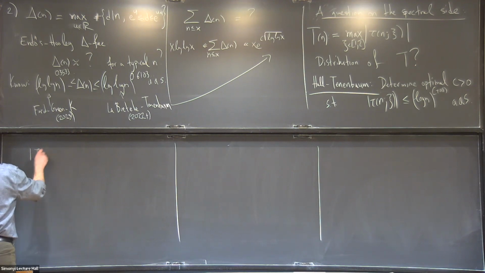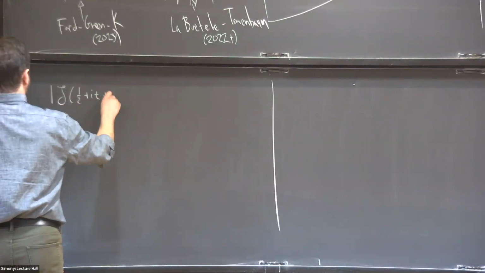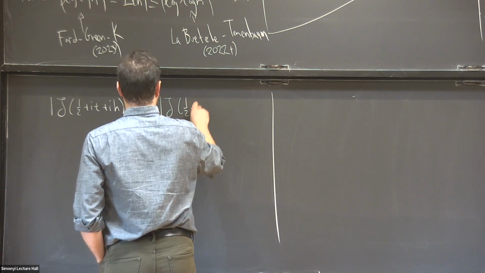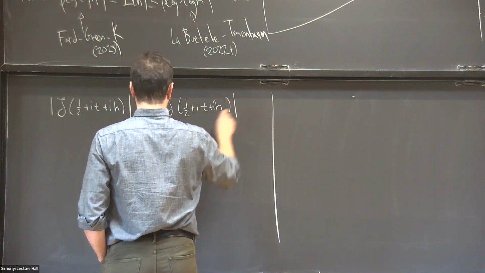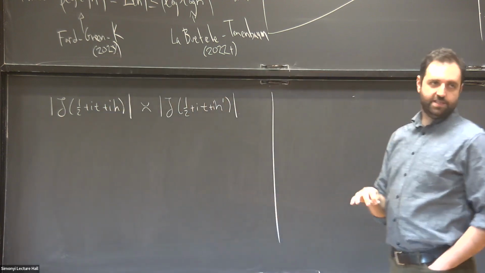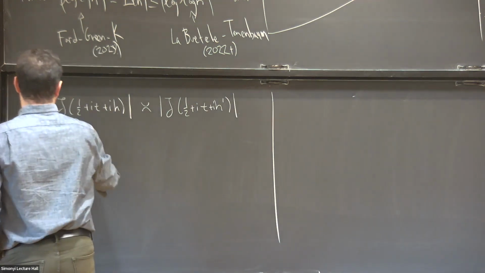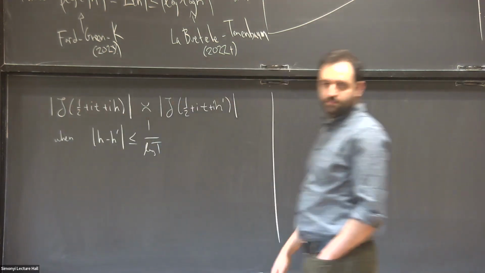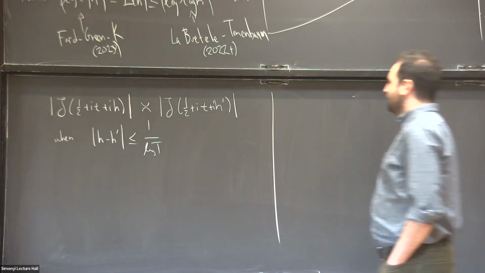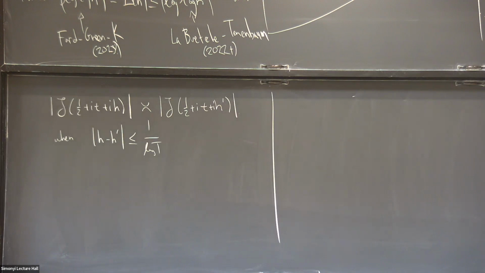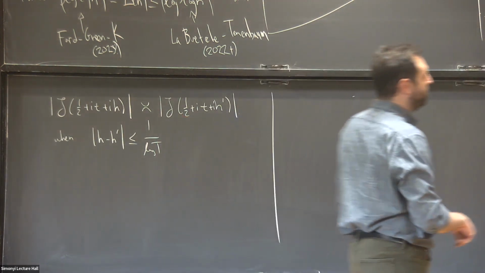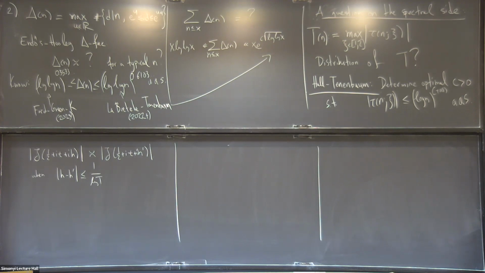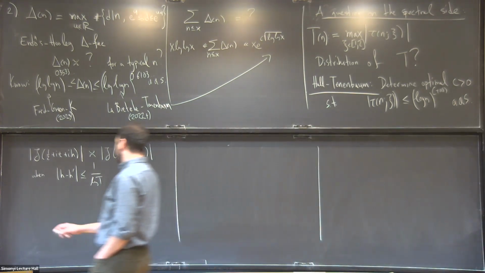So if you look at zeta of 1/2 plus iT plus iH, and you look at the same thing for a neighboring value, let's say H prime, then usually you expect them to be of a similar order of magnitude when H minus H prime is less than 1 over log T. So you can think of this by looking at the derivative of zeta, or you can think of this just by looking at this random model here, and say it's just because of Taylor, basically.